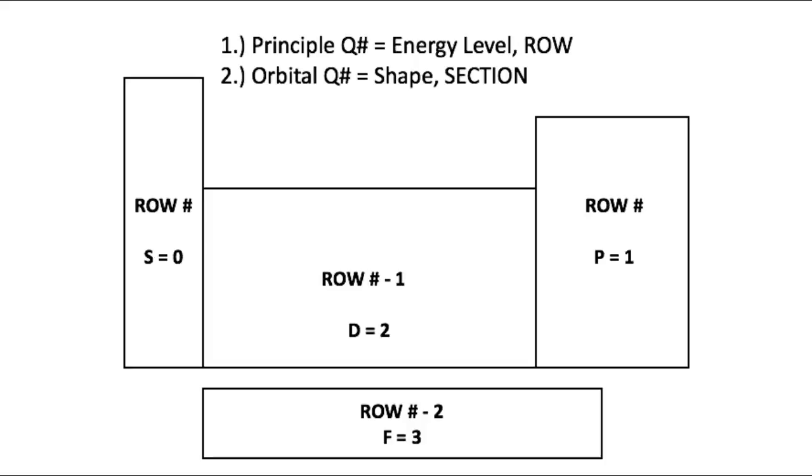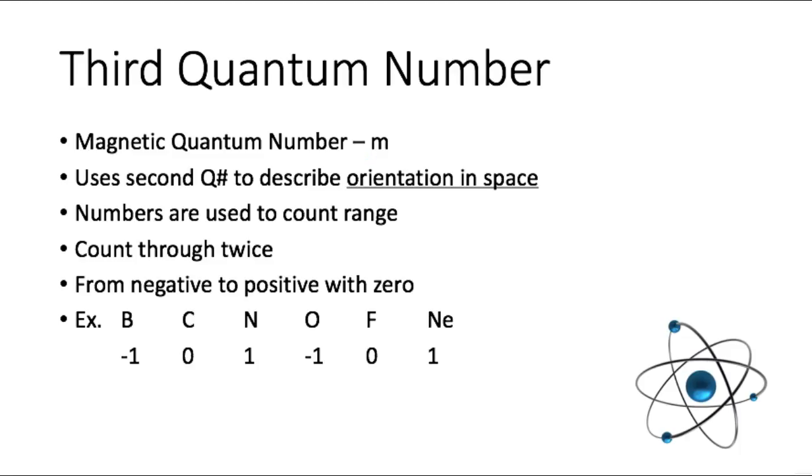So let's go ahead and look at how we identify our last two quantum numbers. Our third quantum number is called the magnetic quantum number, and it is given the letter designation M, and it uses the second quantum number to describe the electron's orientation in space. By this we mean like which way is the orbital pointing? Is it up and down? Is it side to side? Is it in and out?